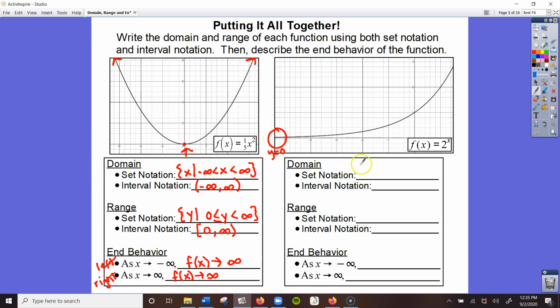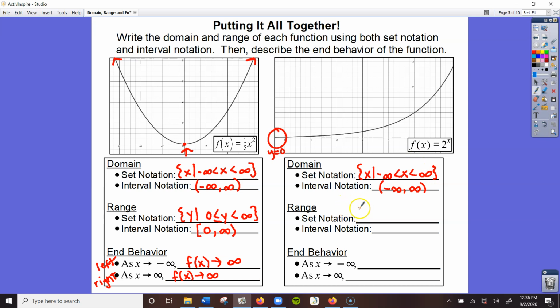Now for the domain, in set notation, we open the brace, define the variable, start our inequality, and now we look: is this going to open forever to the left? It does. So I'm going to put negative infinity, and then will it open forever to the right? It does. So we would put positive infinity. For interval notation, this is the same as the previous one we did. We do parentheses, negative infinity, comma, infinity, close parentheses.